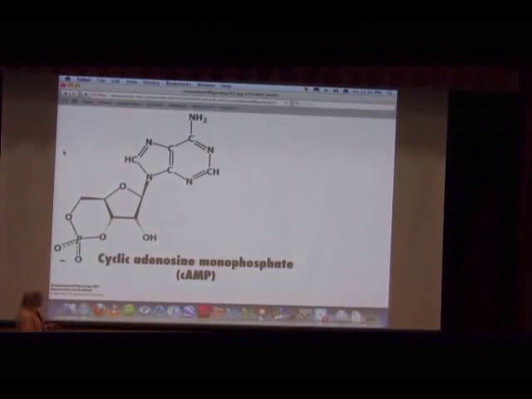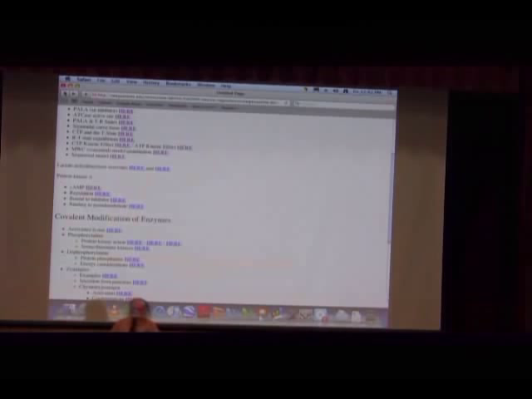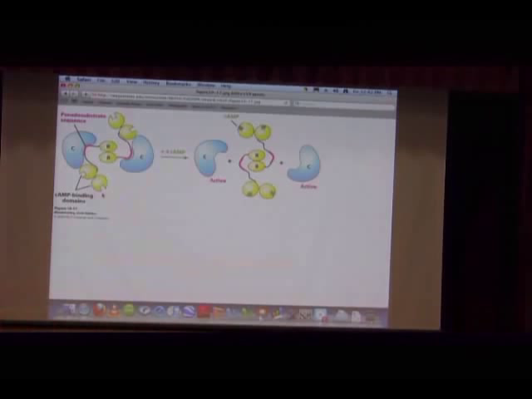Okay? And the way it works as an on or an off is different from the way that ATCase is regulated. Cyclic AMP, abbreviated cAMP, as you see here, is a molecule that we're going to hear a lot more about. It's not AMP, it's cyclic AMP. It has another ring structure in it compared to AMP. Cyclic AMP, we're going to see, is a molecule involved in signaling in cells. Cells have to talk to each other. Cells have to talk inside of themselves. And inside of themselves, the mechanism by which many of them talk is cyclic AMP. So we'll talk about that in a bit.